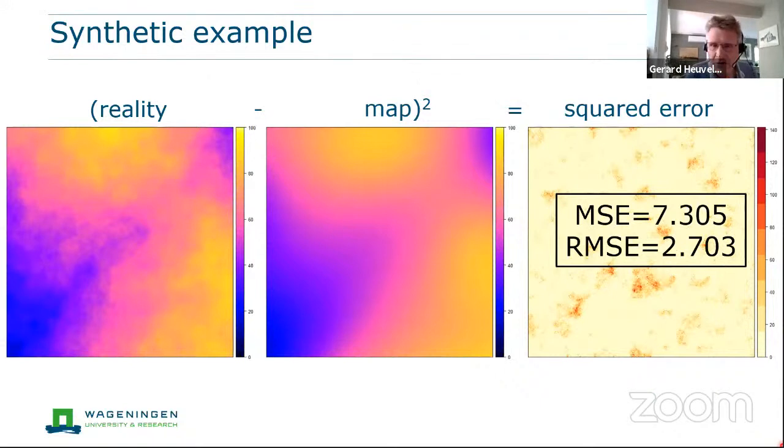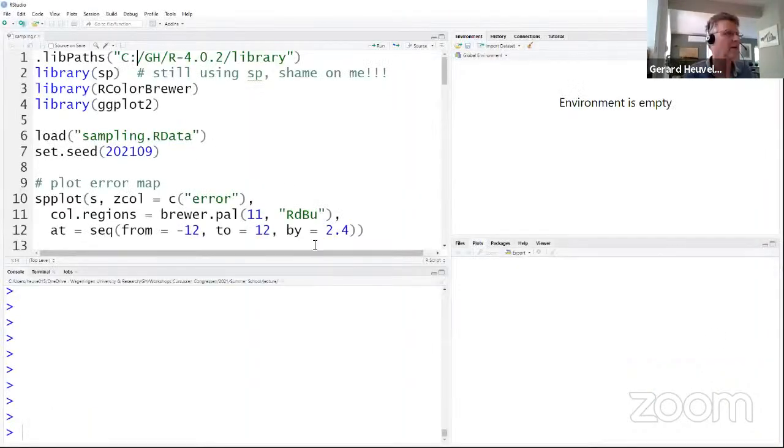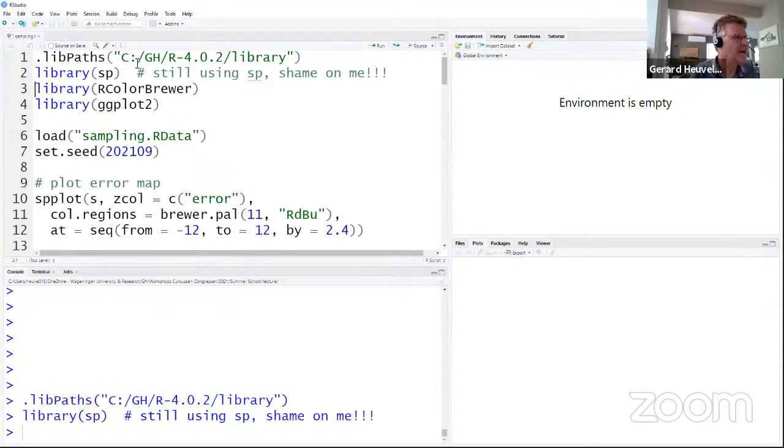And now let's go to R and explore a little bit how it would work if we would use a simple random sample to estimate that root mean squared error. So let me just show this to you. Okay, I'm not really good at using R, and I'm a bit old-fashioned. I'm still using SP rather than SF, so forgive me for that.